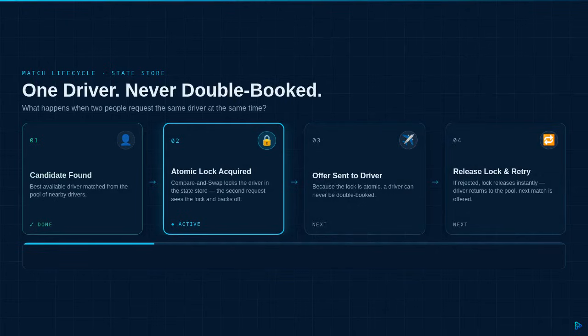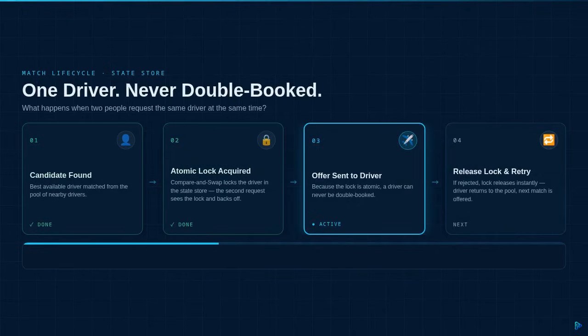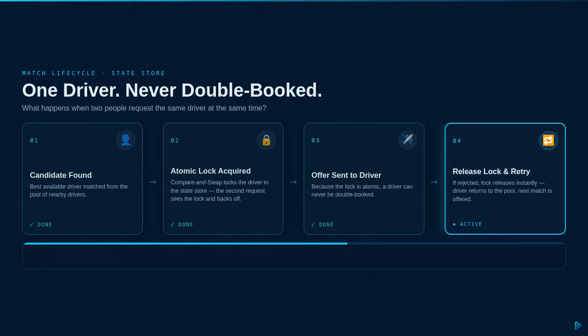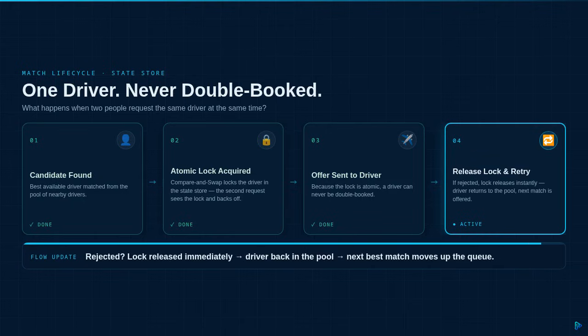We use distributed locking or atomic compare and swap operations in the state store. This ensures a driver is never double booked. If a driver rejects a request, the system immediately puts them back into the pool and moves to the next best match in the queue.